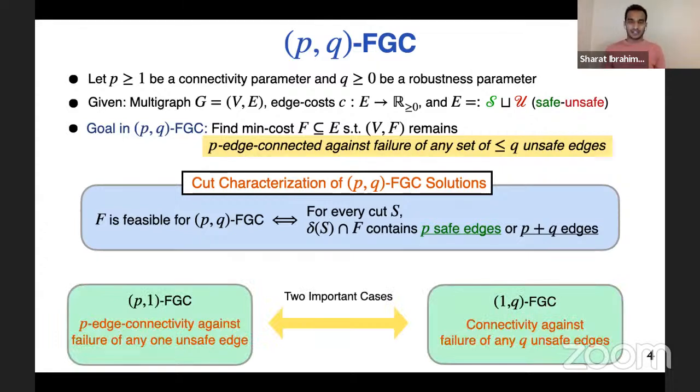Two important special cases of (p, q)-FGC that we consider in this work are when the robustness parameter is 1, that is, we want p-edge connectivity against failure of any one unsafe edge. And on the opposite end, the connectivity parameter is 1, so we want a min cost solution that remains connected against failure of any q unsafe edges. That's (1, q)-FGC.